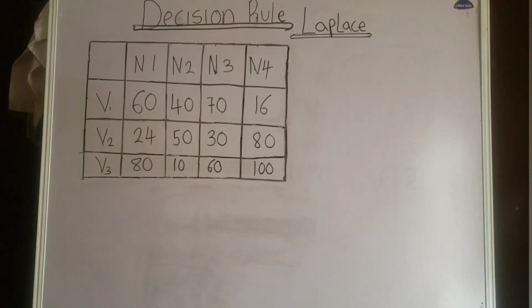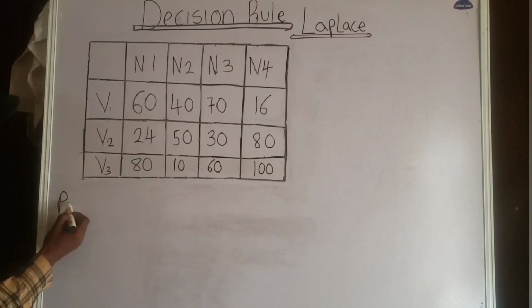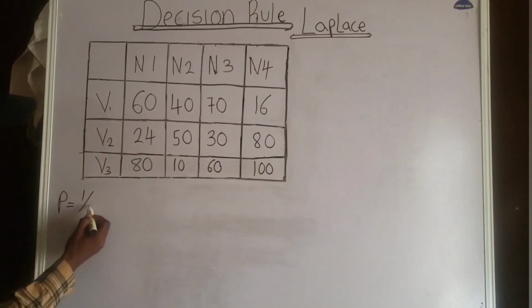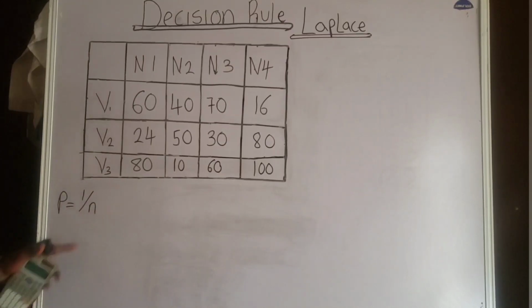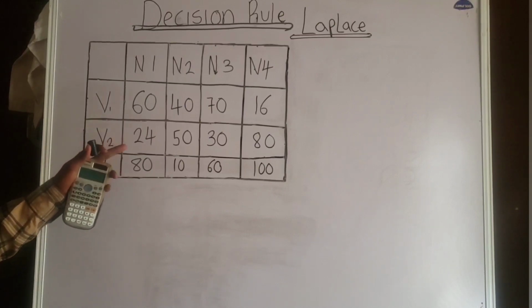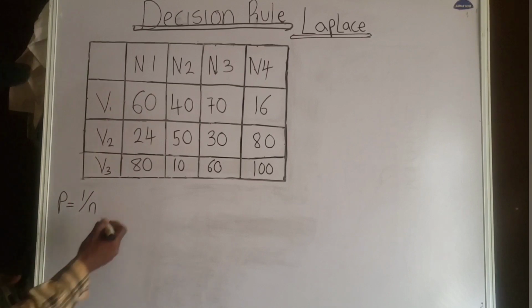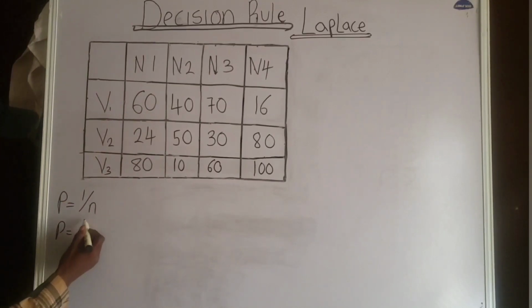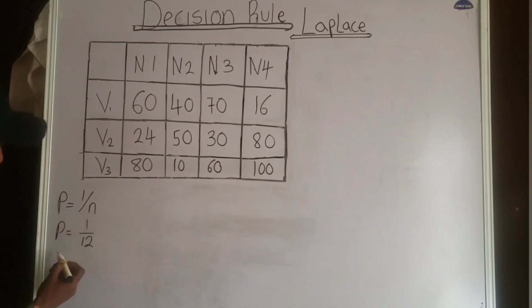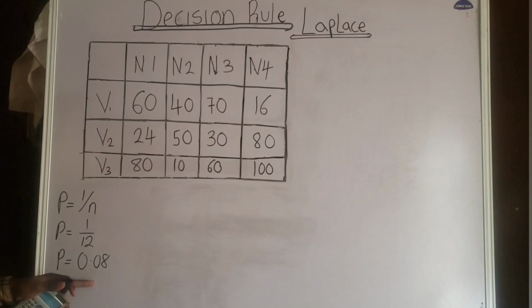Let's start by calculating the probability index. Don't forget that the probability index is given by this formula: P equals 1 over n, where n is the total number of outcomes. If you count, we have 12 outcomes in this table. So now we have P equals 1 over 12. 1 over 12 is equal to 0.08. So therefore, the probability index is 0.08.